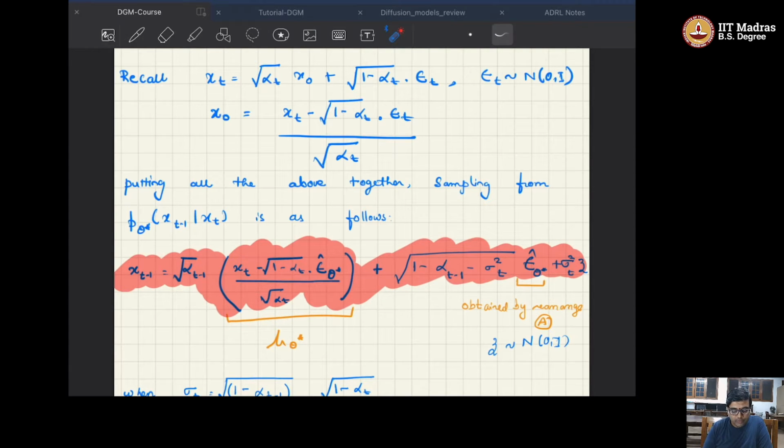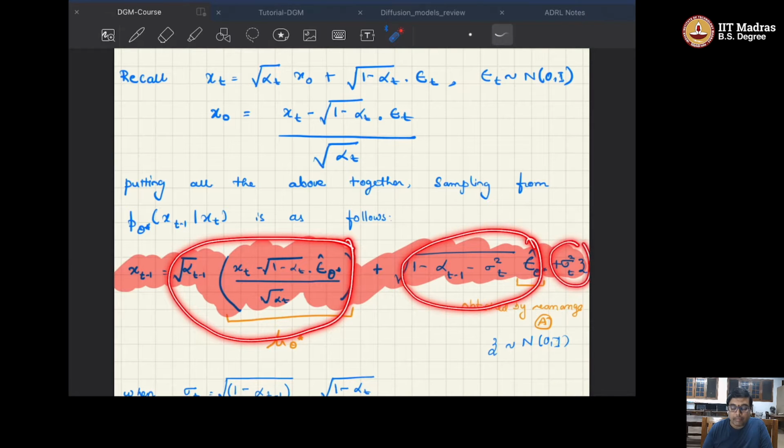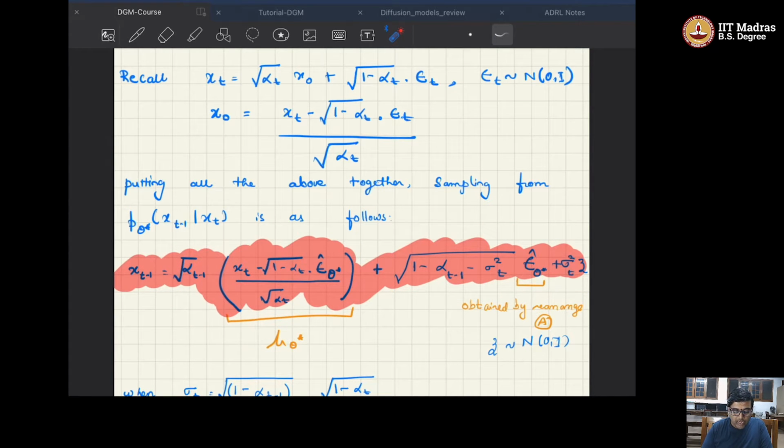Now, please recall from the DDIM discussion that whenever you are performing a sampling, it has three parts. One is this part, another is this part, and another is this part. You need to add these three parts. We will be getting each one of them separately and then finally adding them. Let's look at the code now.